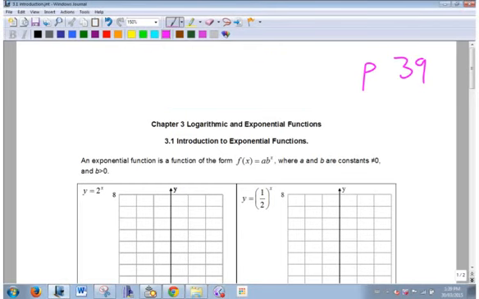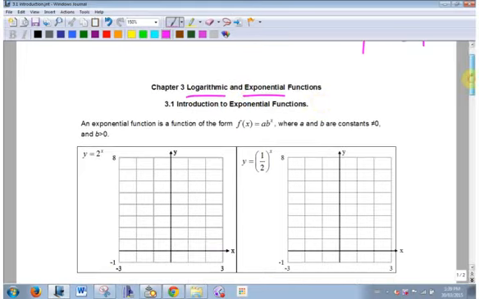So, Chapter 3, logarithmic and exponential functions. They are related. This is an introduction, so we're going to give you bits and pieces of what the rest of the chapter looks like. Starting with, let's do something new. Let's do a graph, shall we?